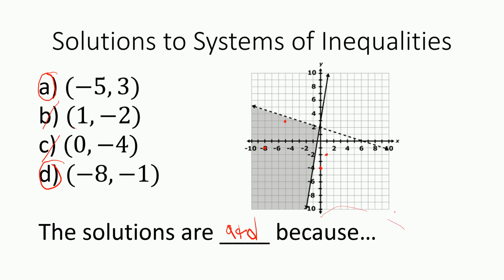because, and it's as simple as saying, because they're in the shaded area. So that's all that is required in terms of solutions to systems, is just to look and see if points are in the shaded area. And that's perfectly acceptable mathematical reasoning to say that they are solutions because they're in the shaded area.